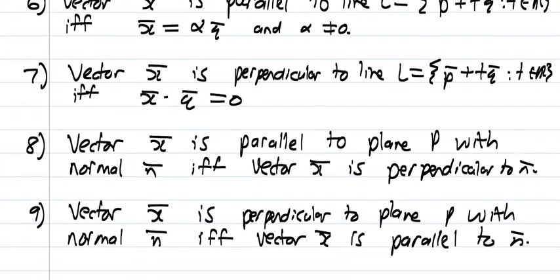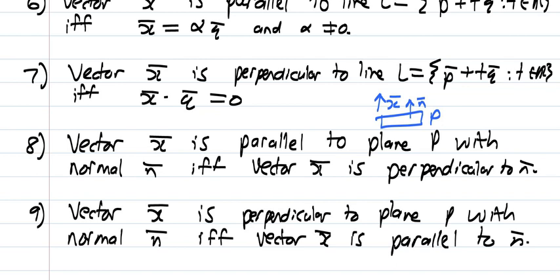And two more that you need to know. Vector x is parallel to plane p. All right, so this is vector x, it is parallel to plane p, means that the normal of the plane, so let's call it n, is perpendicular to x.